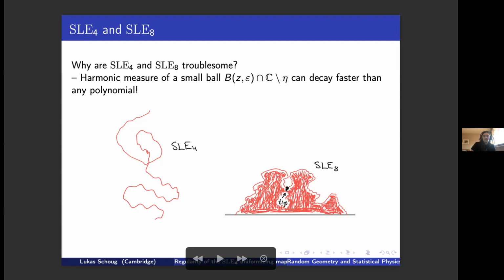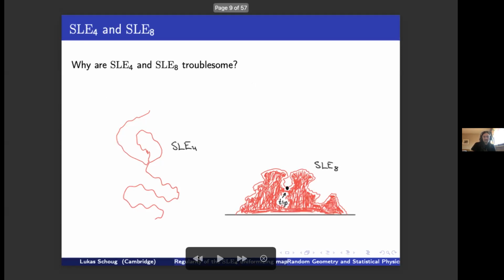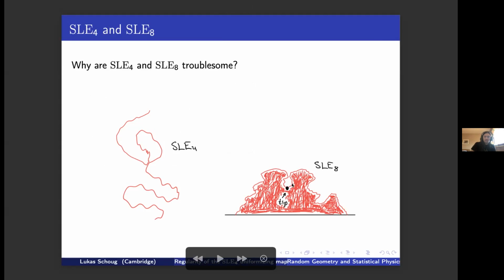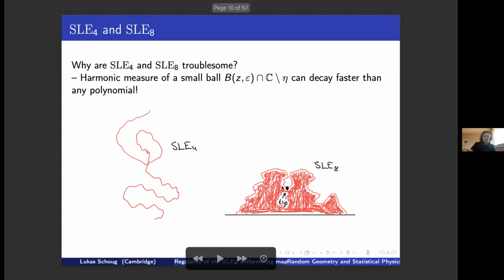And the same thing holds for SLE8, but instead we have to consider the tip. Because if you look at the outer boundary of the SLE8, then these two are given by SLE2 curves. And if you know your imaginary geometry and you send out these two interior flow lines, you know that the rho values for these will be just so that these two curves do not intersect. But just in the case of SLE4, they get infinitely close to intersecting. So in the same way as for SLE4, for a small ball centered at the tip, the harmonic measure will decay super quickly quite often. So this is the reason why SLE4 and SLE8 are troublesome.